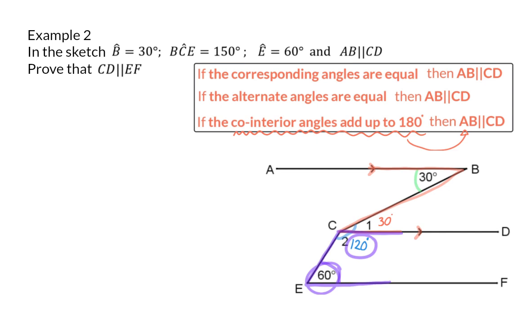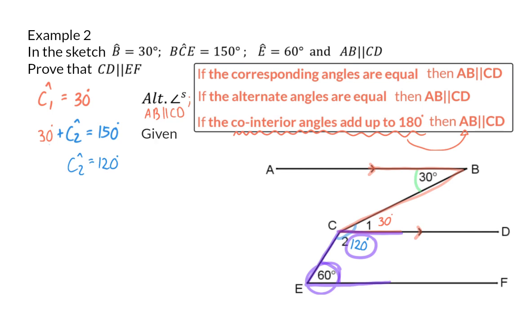We started off saying that angle C1 is equal to angle B, which is 30 degrees, because they are alternate angles, and we used the parallel lines AB parallel to CD. Next, we make a conclusion because we know that C1 plus C2 should equal 150 degrees, which was given to us, and we know that C1 is 30 degrees. We can say that angle C2 is 120 degrees. If you wanted to supply a reason for this, it is simply that it was given information.